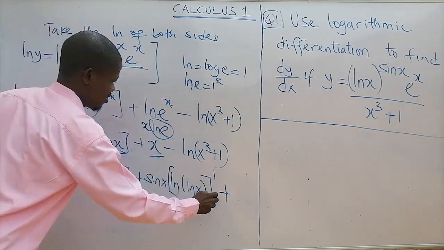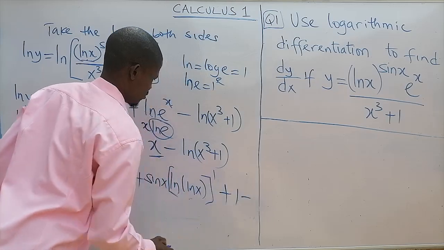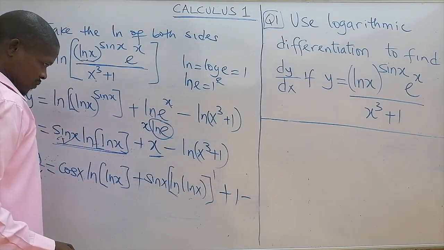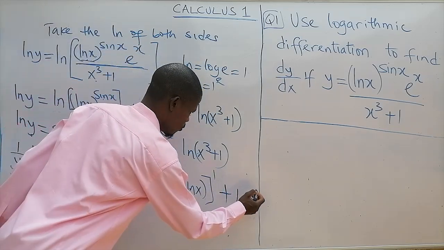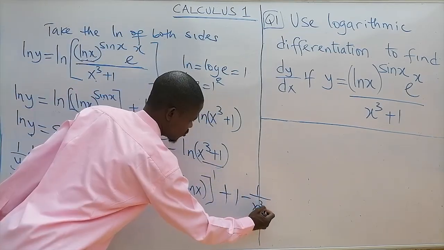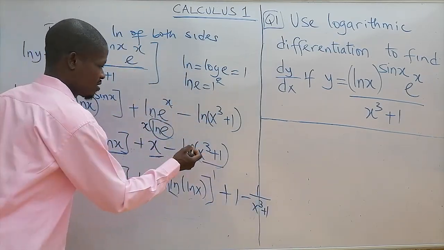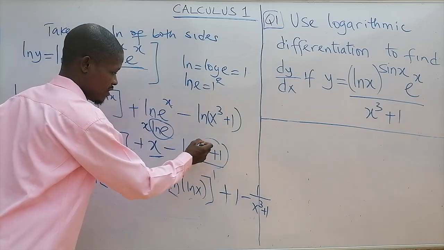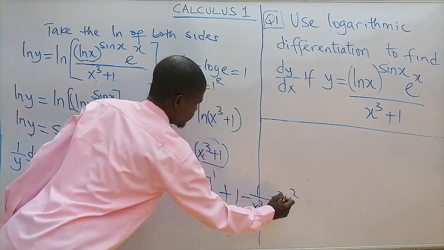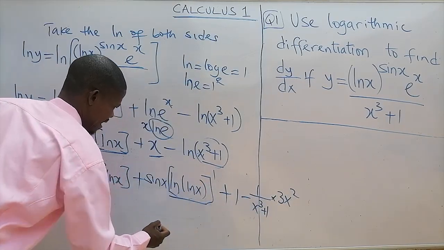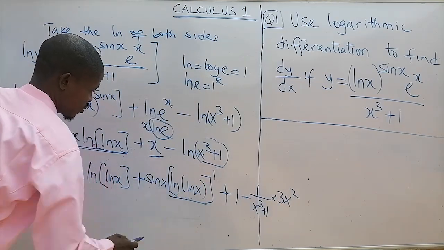the derivative of this one, which is 1, and then minus this one. When you are differentiating ln of a function, it's going to be 1 over x cubed plus 1, times the derivative of that function, which is 3x squared. Let's quickly differentiate this ln of this function.